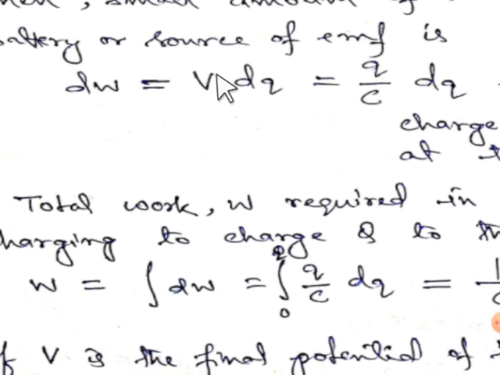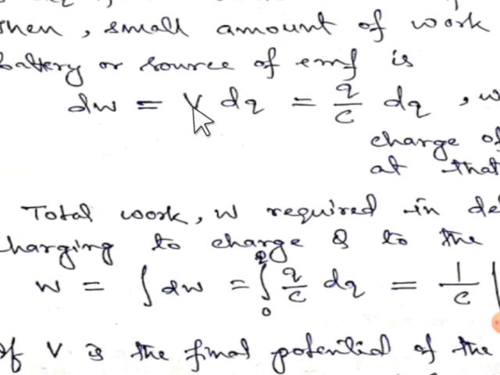Potential V may be defined as the amount of work done in bringing a unit positive charge, right? So work done per unit charge, we call it as what? Potential. So dW by dq will be the potential V. So your dW will be equal to V into dq.